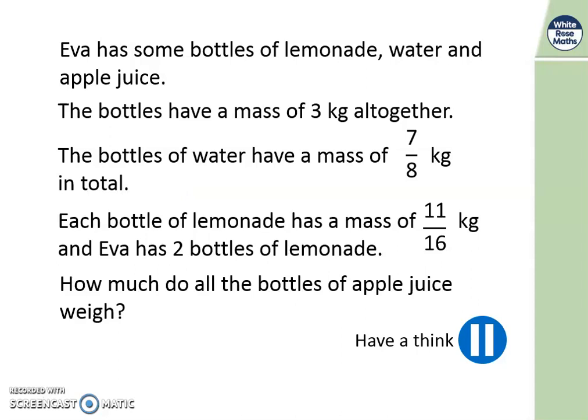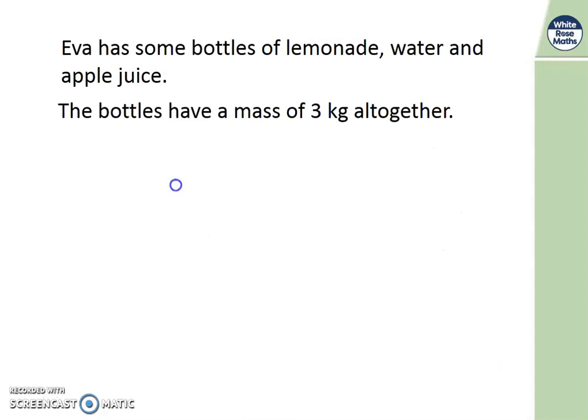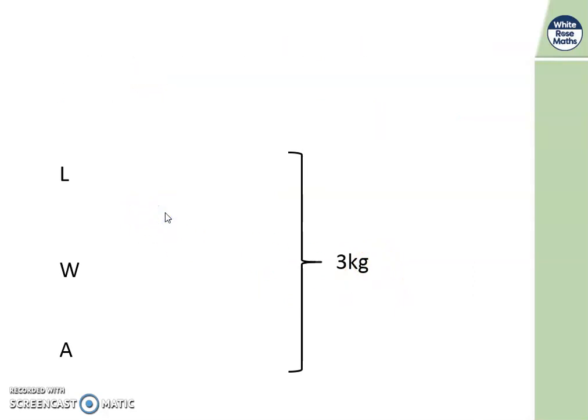I'd like you to pause the video and have a look at this. Remember to take it one step at a time and draw a bar model to support you. When you're ready, we'll have a look at it together. Let's see, one step at a time. So the bottles have a mass of 3 kilograms, and we've got lemonade, water, and apple juice. So I'm using L for lemonade, W for water, and A for apple juice, and all together they make 3 kilograms.